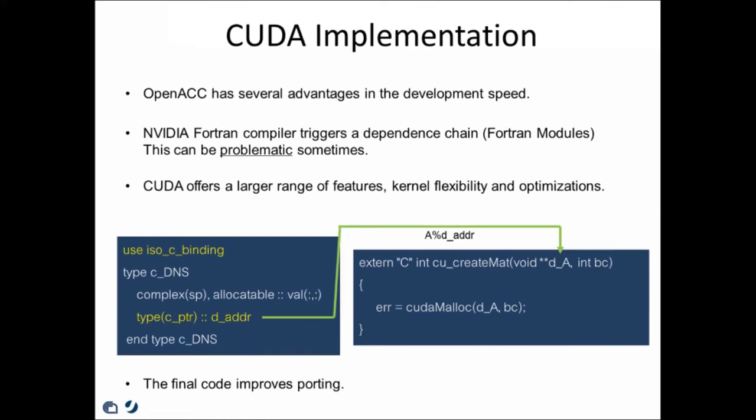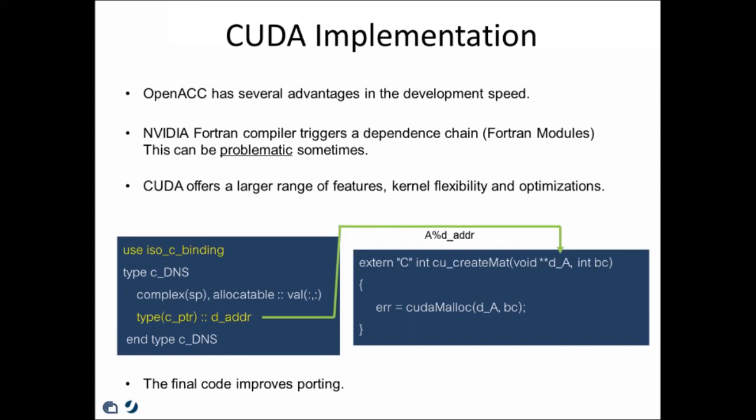For instance, we are coupling with the use of module to DFTB plus, and using PGI or NVIDIA Fortran compiler, this triggers the dependency chain to the entire project. And that can be problematic sometimes because we had to adjust several things in the calling code, DFTB plus, in order to compile. Still some modules don't compile, but okay, we can survive without that.